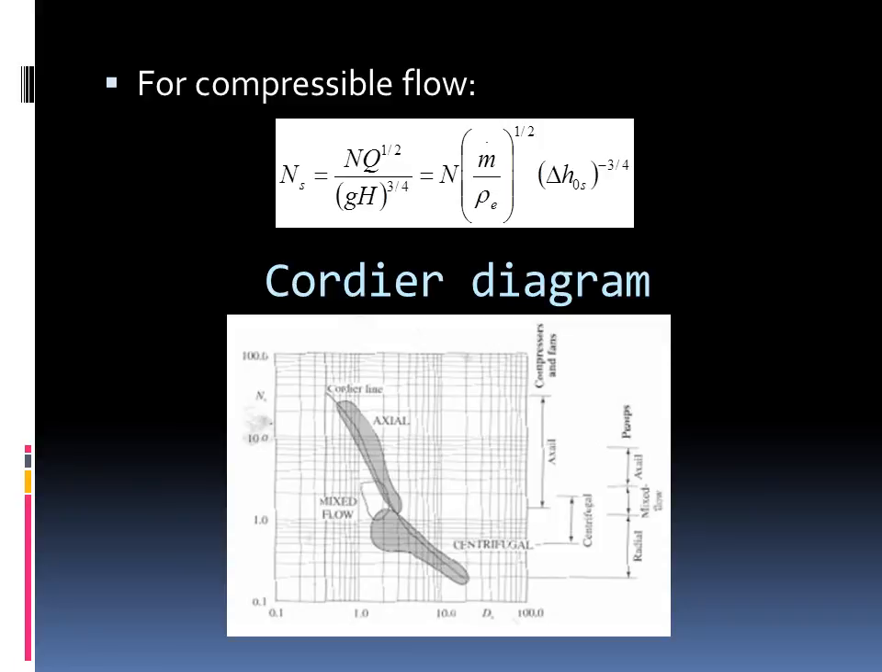For compressible flow, the next equation is used. Finally, the coordinate diagram, which is shown next, shows on the right side the recommended turbomachine to be used for a specific speed and a specific diameter given by the conditions the turbomachine must work at. It serves as a first idea of what type of turbomachine is the most suitable one.